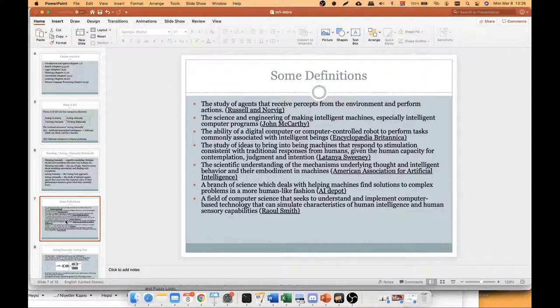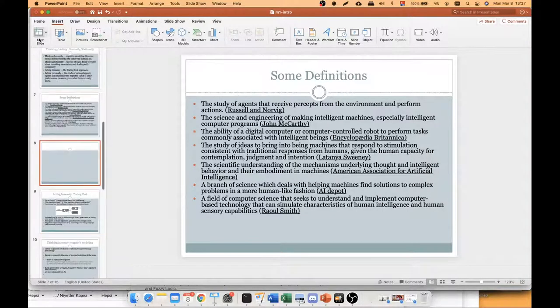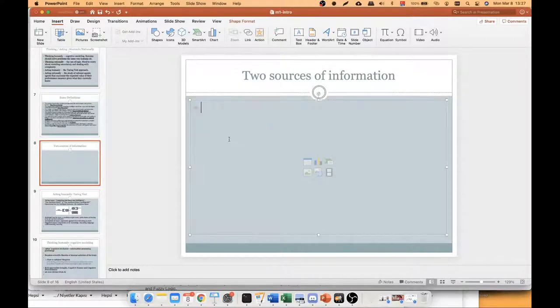Also for AI, there are some definitions in here, but my favorite definition is building a what we know, knowledge. Okay, so let me find it here. Two sources of information. Okay, so everything we know is coming from two sources. One of them is nature, and the other one is the human itself. Okay, so let's say these are something inside of us, and these are something outside of us.